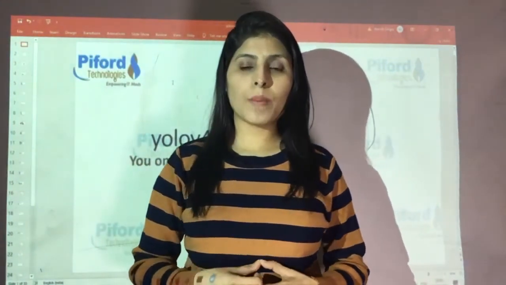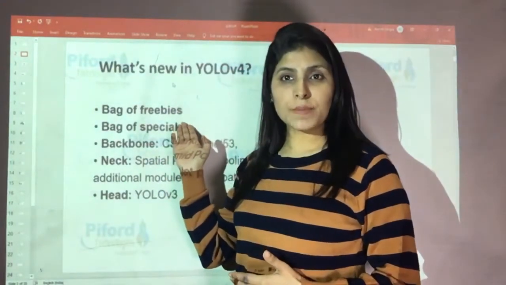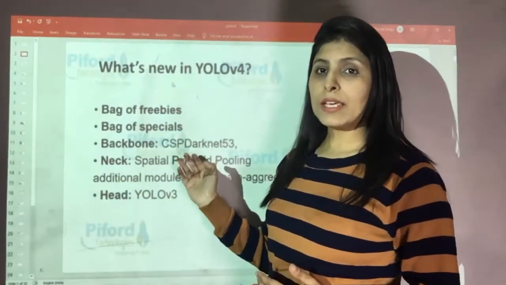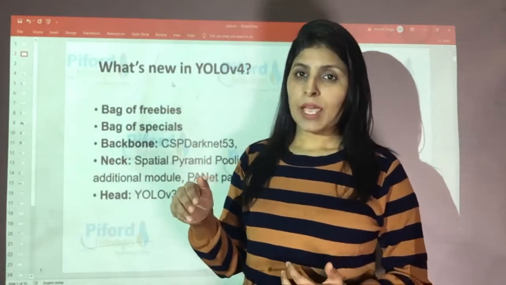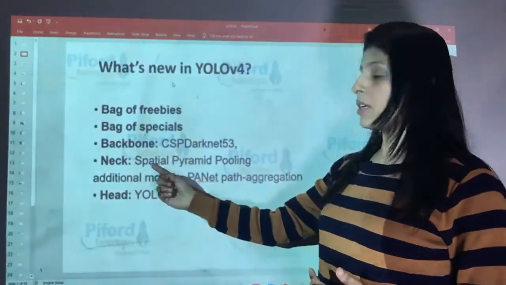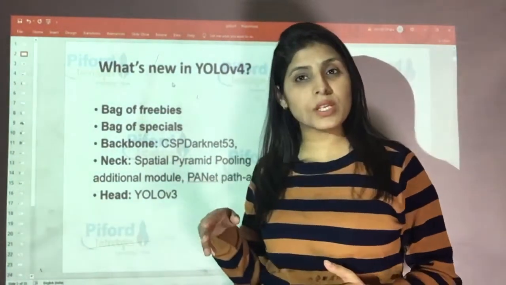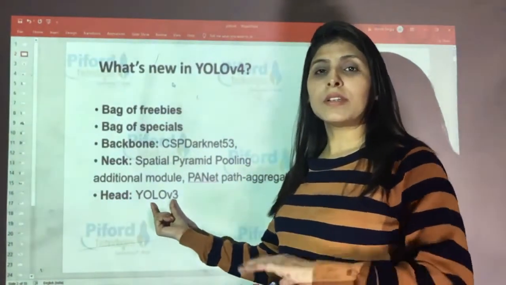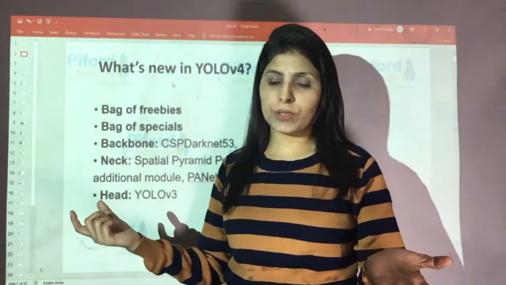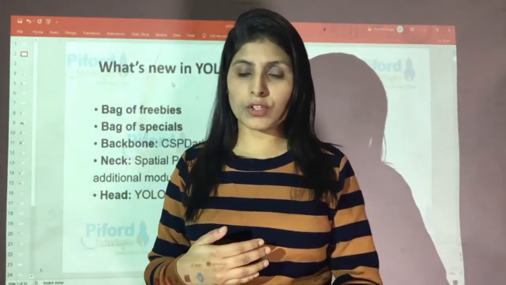In this video, I'll talk about YOLO version 4. So what is new in YOLO version 4? If you see over here, we have bag of freebies, bag of specials, and then we are using CSP Darknet 53 as a backbone, and as a neck we are using spatial pyramid pooling, and we have other modules also which we are using as a neck. The head of YOLOv4 does exactly the same work as YOLOv3, right? So these are the few things which have been introduced in YOLO version 4.